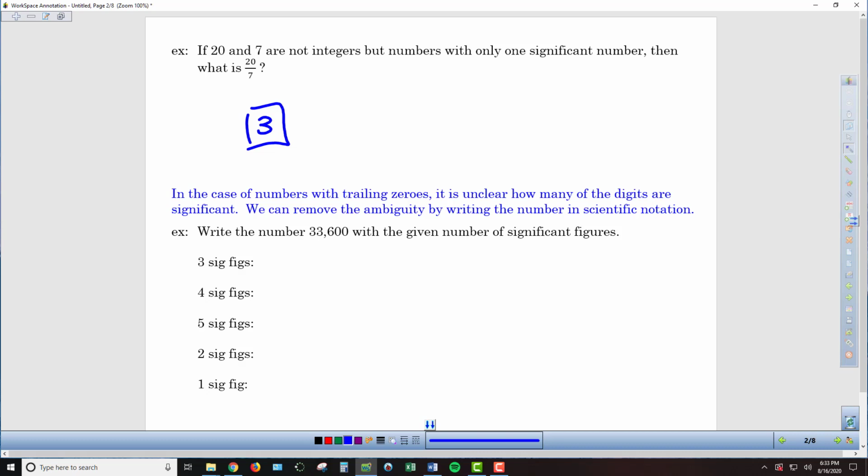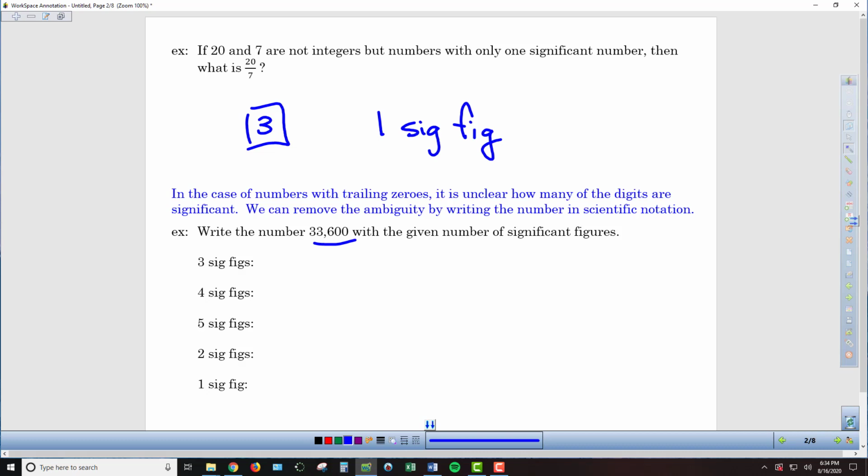Clearly, 20 divided by 7 is not 3. It is an irrational number that keeps on going forever and ever. But because of the nature of these 2 numbers, we would only have 1 significant figure. There's only 1 sig fig for us to report, which means we would have to round off our answer to 3. Now, in the case of numbers with trailing zeros, like we've talked about, those trailing zeros, like what we see here, would not be significant.